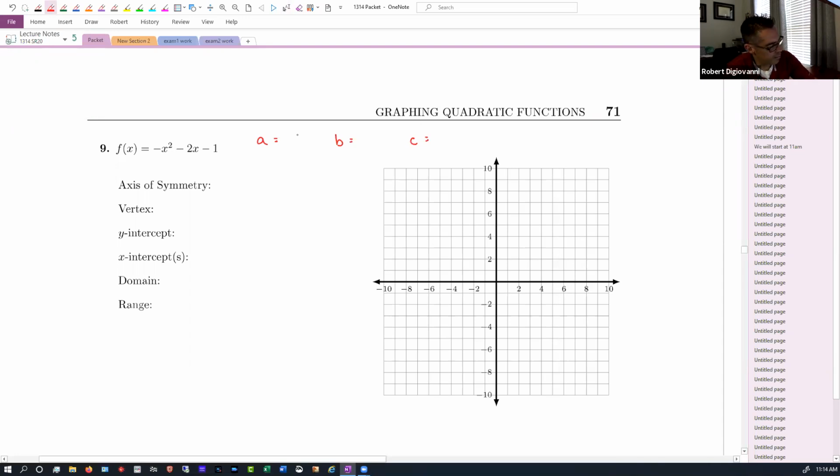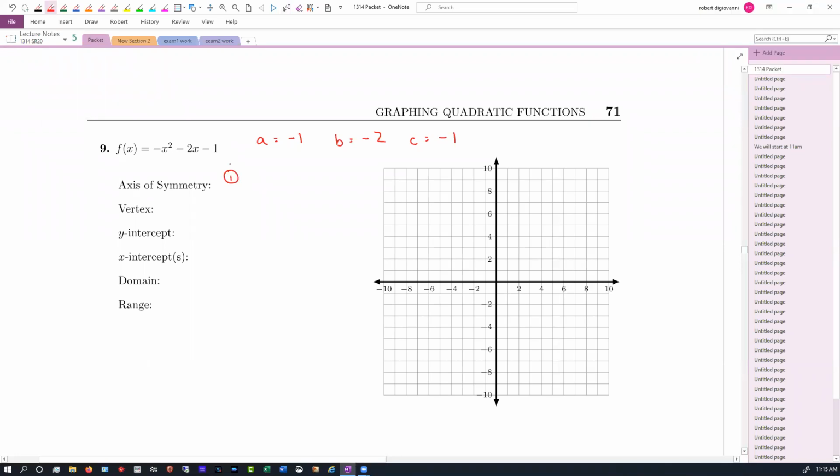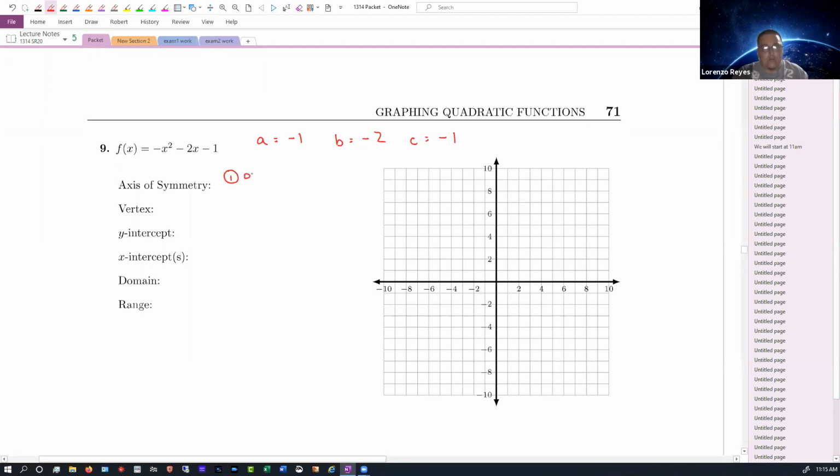So I have -1, -2, and -1. Just make sure you get those signs correct. And now step 1, which way does this parabola open? Up or down? Down, because A is -1 and that's less than 0. A negative number means we open down.